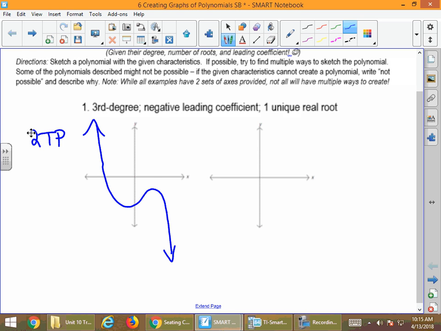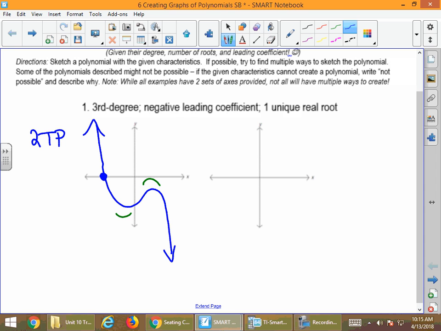After I draw the picture, I like to go back and check. Do we have two turning points? Because two turning points at least is going to indicate that we've got a third degree. Negative leading coefficient: as we look to the right on our graph, it is going downward towards negative infinity, so that means negative leading coefficient. One unique real root: here's our one unique real root where it crosses the x-axis.